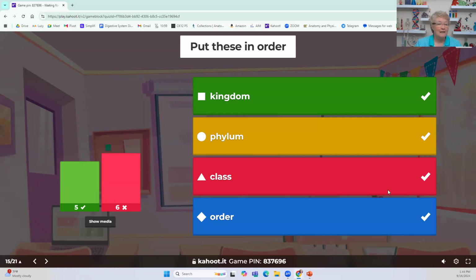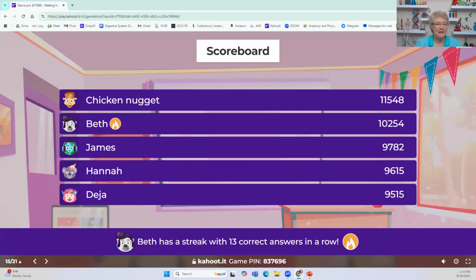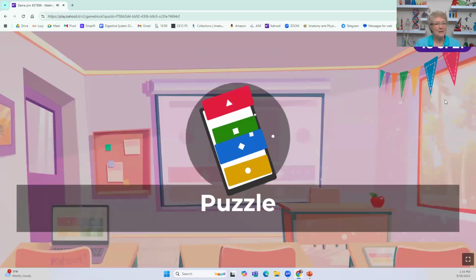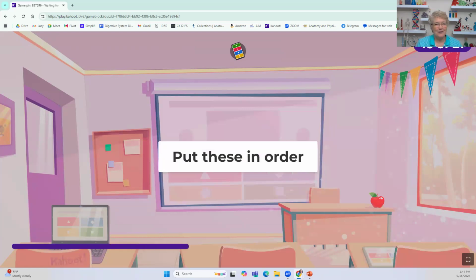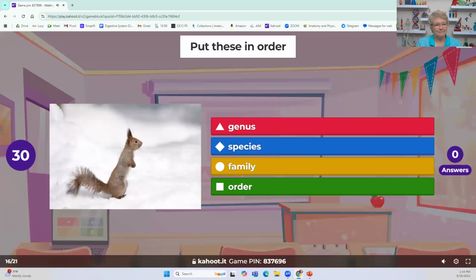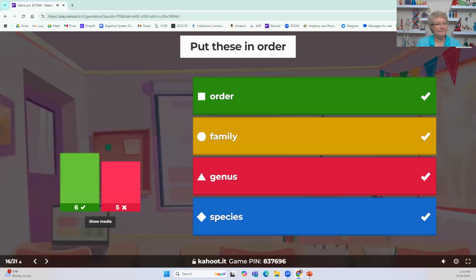And I can only do 4. So the next ones are going to be the other ones. Put these in order. Order, family, genus, species. So we've got King Philip cried, "Oh, for goodness sake."